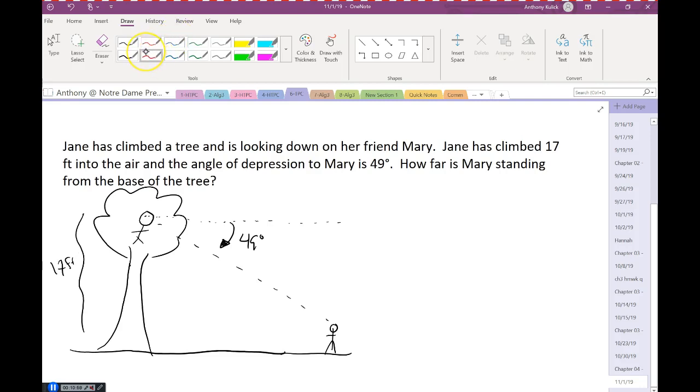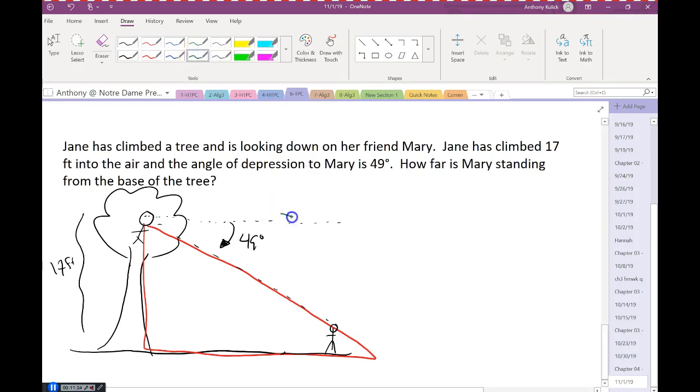Now, if I look here, I have like this right triangle here, correct? The problem is that 49-degree angle isn't part of that right triangle that I've just drawn. However, I remember a theorem from geometry that can help me here. I know that the line of sight and the ground should be parallel, right? Everybody agree with that? That makes the hypotenuse of this triangle like a transversal.